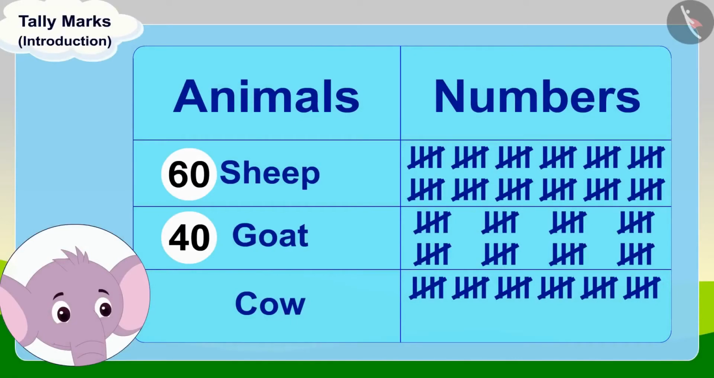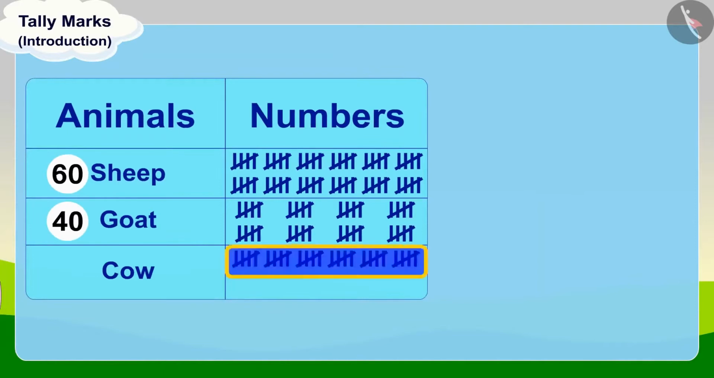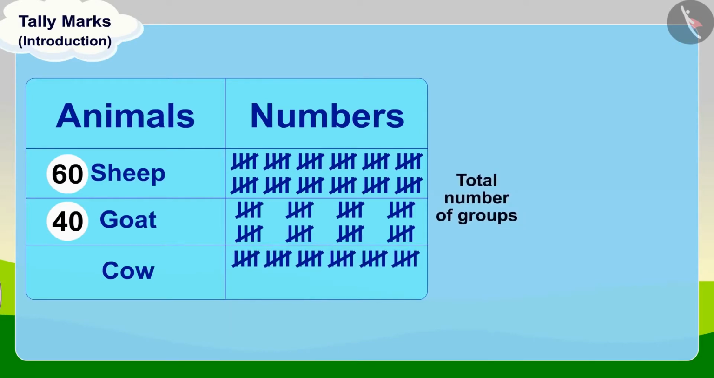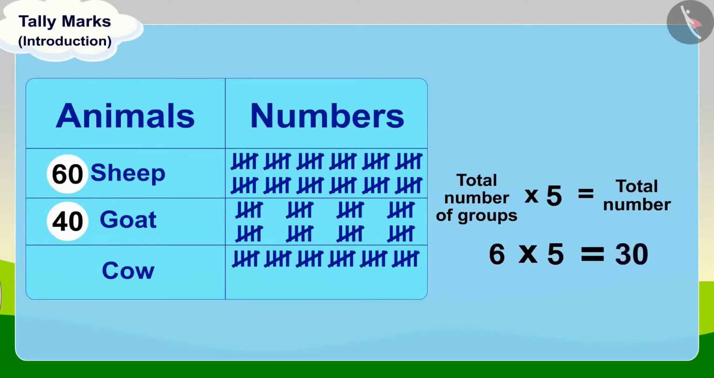Let's see how many cows Appu has. How many tally marks groups are there here? Here there are 6 groups of tally marks. Now, to find the total number of cows, we only have to multiply the total number of groups by 5. 6 times 5 is 30. Appu has a total of 30 cows.